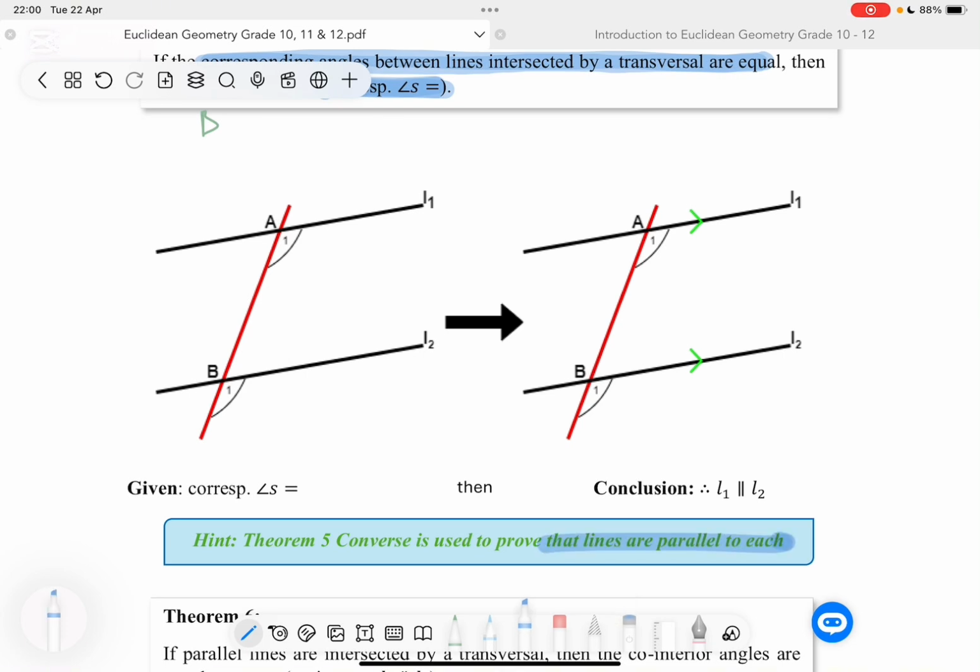So if you ever get a question where they say prove that lines are parallel to each other, you must make sure that the corresponding angles are equal. Then if those corresponding angles are equal, we can then conclude that those two lines must be parallel, or if it's more than two lines really, they must be parallel to each other.